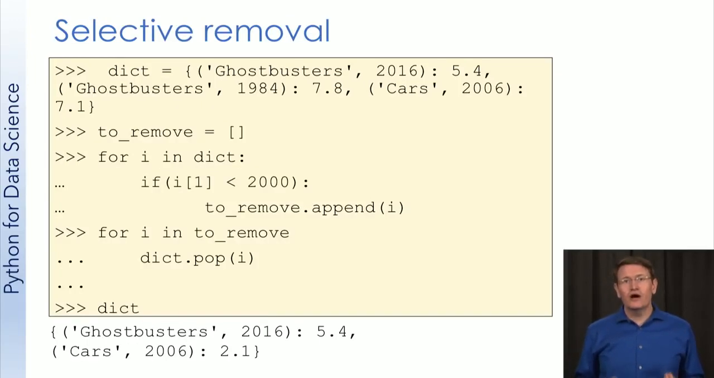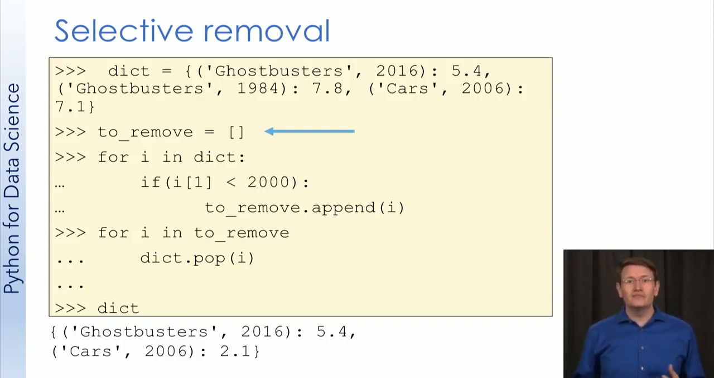To do that, we'll accomplish this in 2 steps. In the first step, I'll go through the dictionary, finding keys which match a criteria. Specifically, I'll be looking for movies which were made before the year 2000. I'll add those items to a list, and then in a second step, I'll remove those movies by iterating through the list. Let's walk through this in detail.